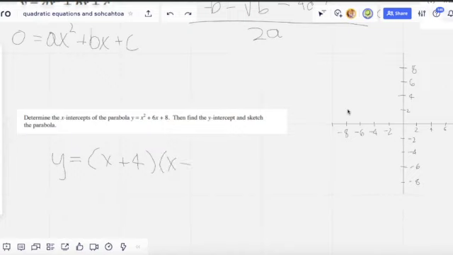And just a quick sanity check to make sure this works. If we factor this out, we're going to get x squared plus 2x plus 4x plus 8, and that will end up simplifying to x squared plus 6x plus 8. So this does work. So now for which values is this 0?